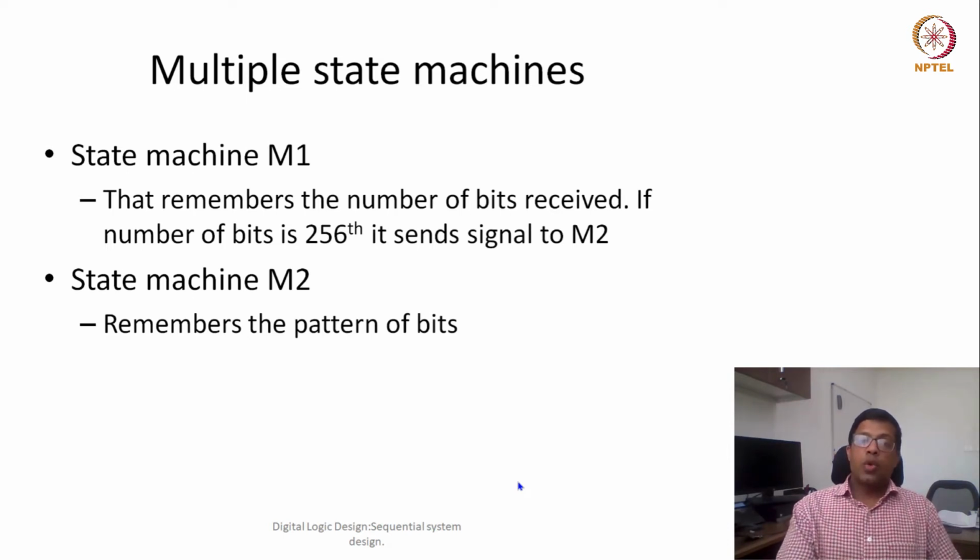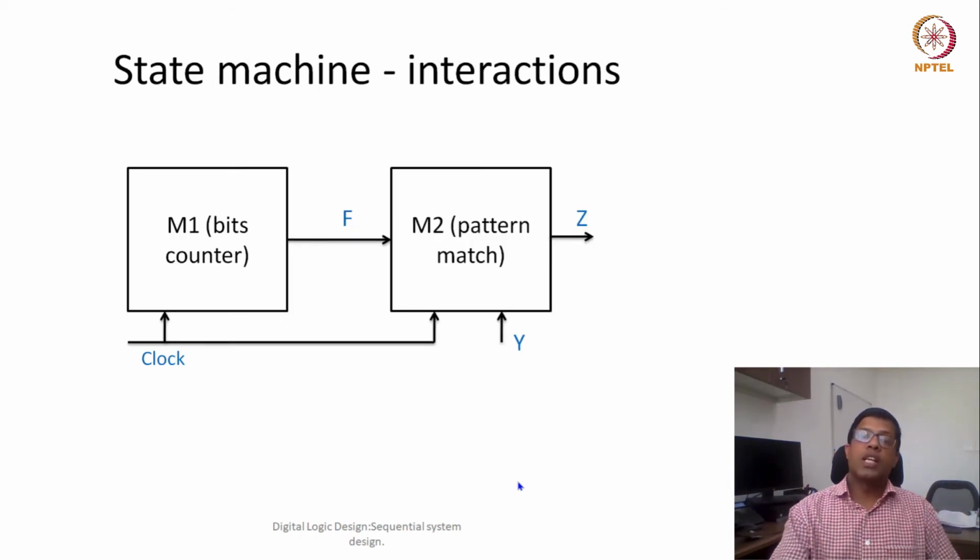So let's draw it using a diagram. These are the two state machines. This is M1 and this is M2. M1 is counting the bits, so how many bits have already been received, and M2 is a pattern matcher. So it's trying to match the pattern.